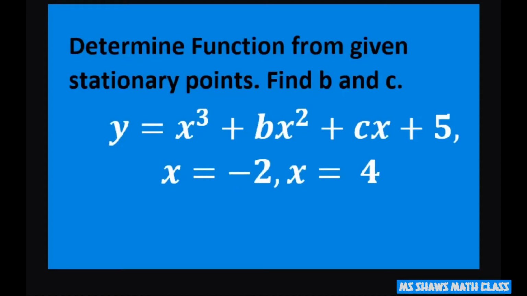Everyone. We're going to determine a function from the given stationary points and find b and c. So we're basically finding our coefficients here. And we're given the stationary points x equals -2 and x equals 4. So usually we find our stationary points, we take the derivative and then factor. But in this case, since we already have our stationary points, we're kind of working in reverse.